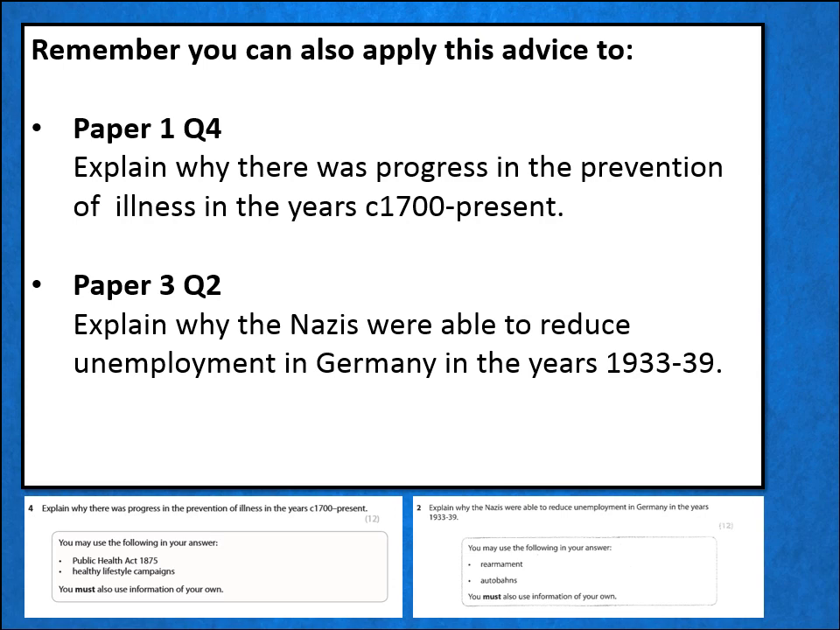So just before we finish, do remember that the P technique that we've just discussed is entirely transferable to question 4 in paper 1 and question 2 in paper 3. Here are 2 examples of questions from the 2018 examination papers. And I hope you can notice that the phrasing of those questions is entirely the same as the questions we've been looking at on Elizabethan history.